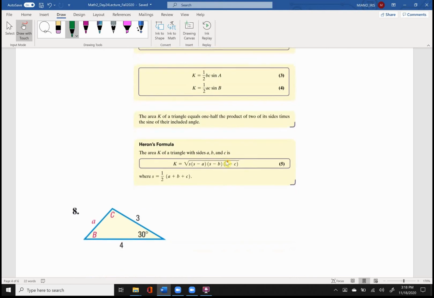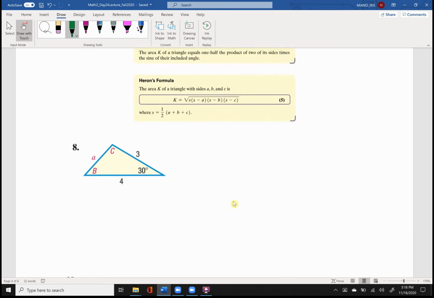And if you have just the 3 sides, you can use this formula, in which you have to make a preliminary calculation, or it is recommended you make a preliminary calculation, on this value S, which is half the sum of the side lengths. Once you have that, you plug it into the square root of S times the difference between each individual side length and S. So there's 4 factors total, technically. That's Heron's formula.